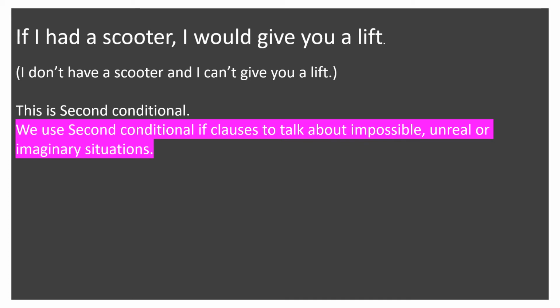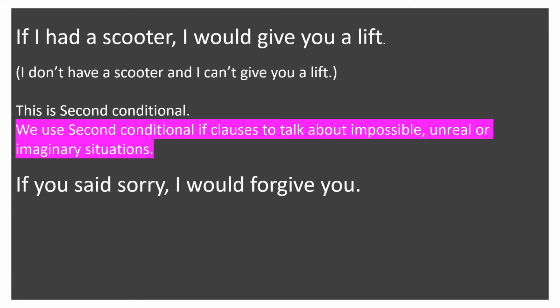I don't have a scooter, but if I had a scooter, I would give you a lift. That is what he said. If I had a scooter, I would give you a lift. So, to talk about impossible or unreal or imaginary situations, we use second conditional if clauses. Let us see a few more sentences. If you said sorry, I would forgive you. Can you guess the meaning of this sentence? If you said sorry, I would forgive you.